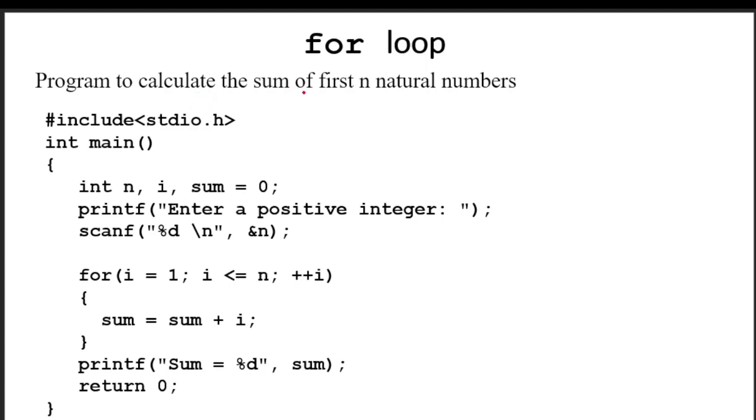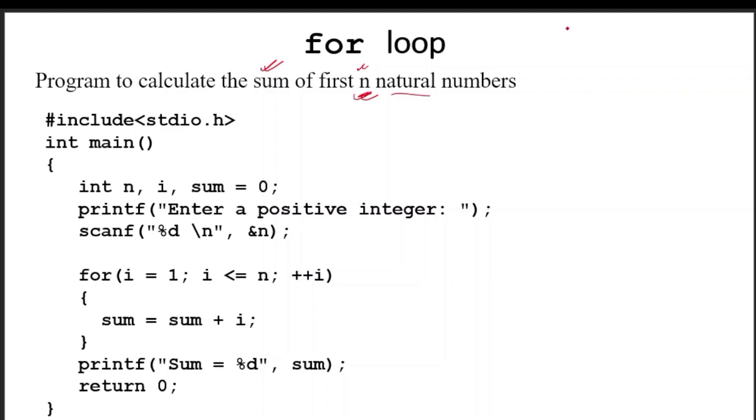Okay, so this program is coded to calculate the sum of the first n natural numbers. Natural numbers, you know, start from 1, 2, 3, 4, 5, and it goes on. So the first n natural numbers. n is a value that we will take from the user, and then we are going to calculate the sum.